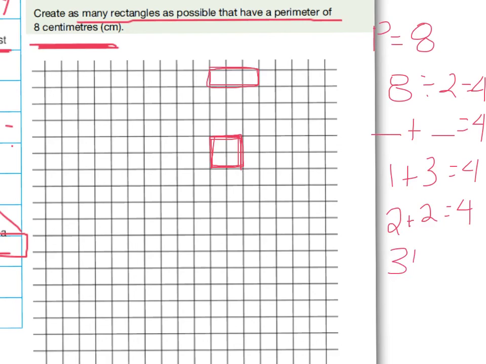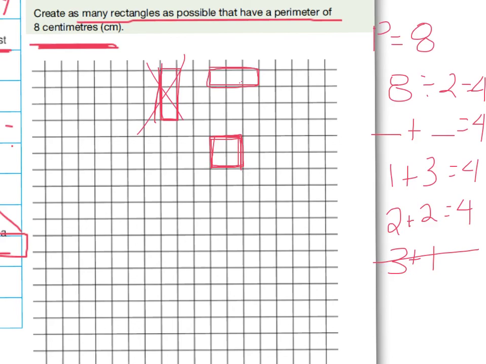Well, I could go 3 plus 1. Oh, I already have that. That's this same rectangle. It's just drawn differently. So if I draw my rectangle like this, or I draw my rectangle like this, it's the same rectangle, it's just turned. So we don't need to draw that one. There's really only 2 possibilities here.